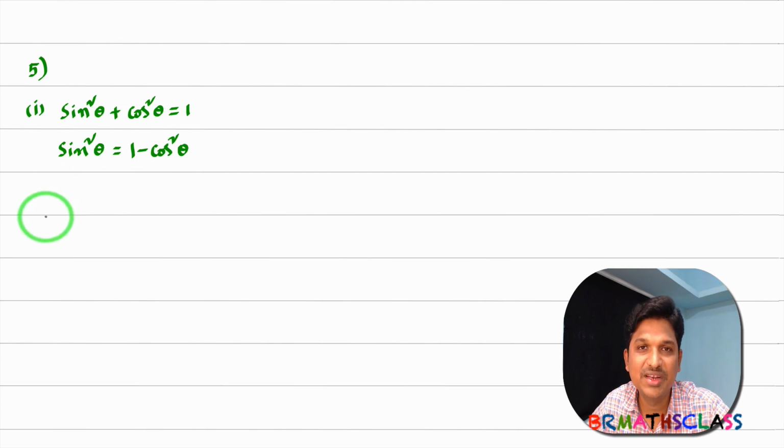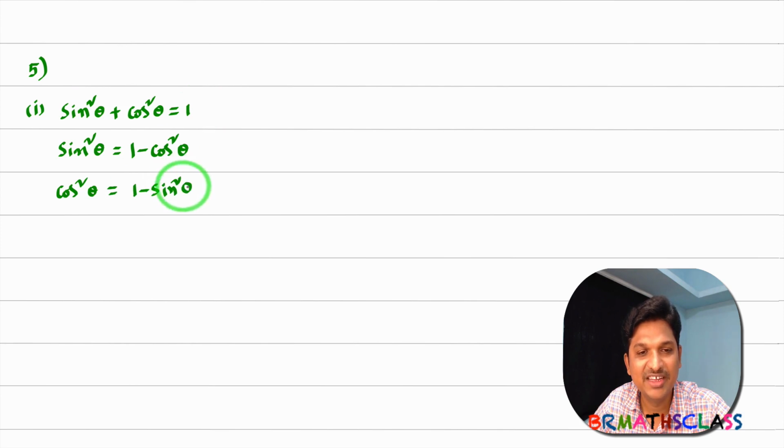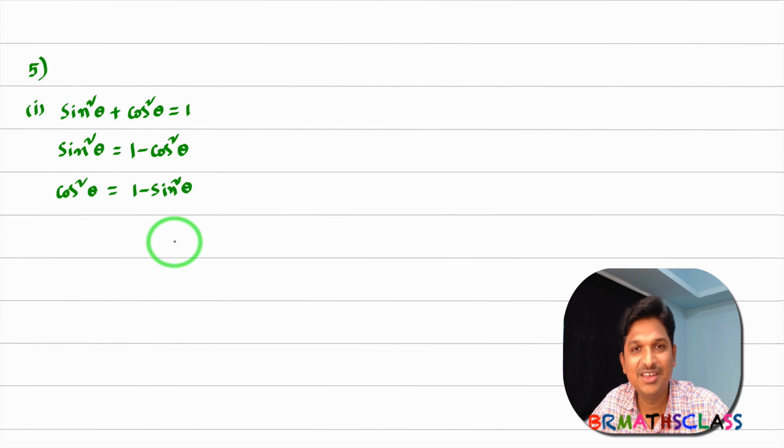So what is sin square theta? Sin square theta is 1 minus cos square theta. Similarly, you see sin square theta plus cos square theta equal to 1. From this, we can write cos square theta. What is cos square theta? Cos square theta equal to, you take this sin square theta to the right hand side. Then what you will get? 1 minus sin square theta. So sin square theta is 1 minus cos square theta. Cos square theta is 1 minus sin square theta. So you learn 3 formulas. Actually, if you remember only the first one, the remaining 2 you can write very easily.